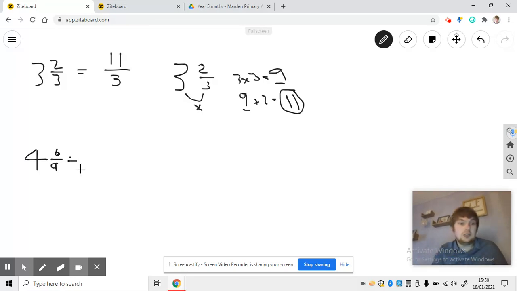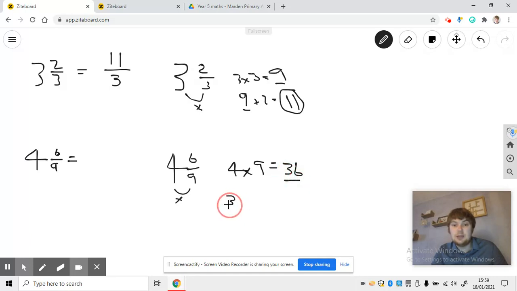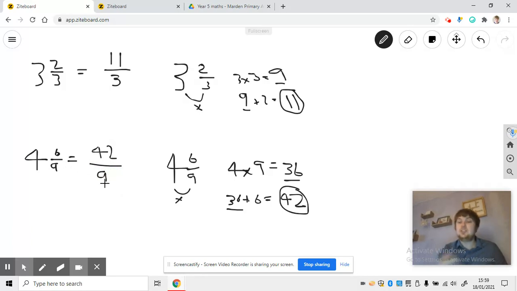So now let's have a look at it with 4 6/9. So 4 6/9, well, we're going to do your 4 multiplied by 9. We know 4 multiplied by 9 equals 36. So our next step is to do 36, add that numerator from the original part, which is 6. 36 add 6 equals 42. And that 42 now becomes our numerator, and we know that is going to be 42 ninths, because our denominator stays the same. This is all there is to converting from mixed to improper.